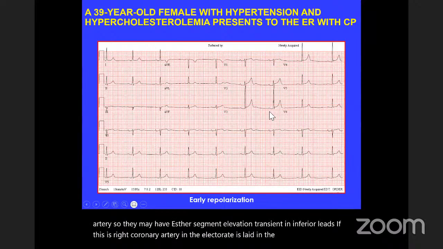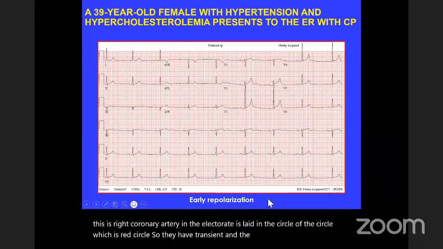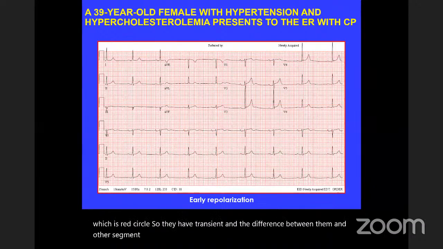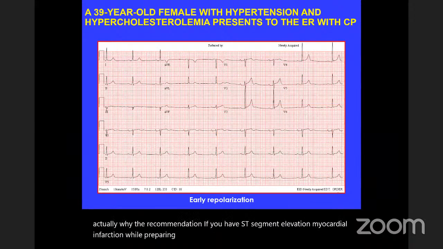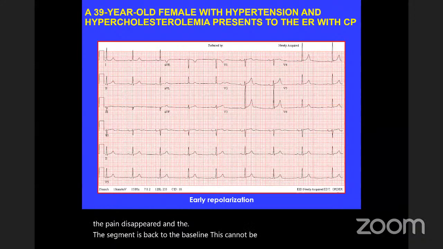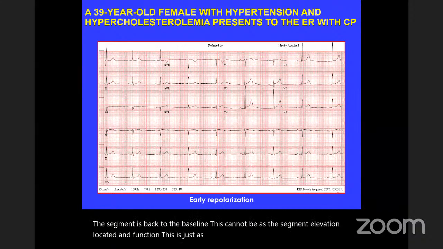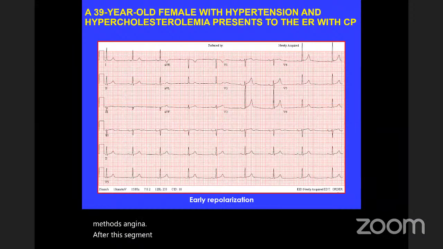So they have transient changes. The difference between them and other ST segment elevation is that the ST segment elevation is just transient. That's actually why the recommendation, if you have ST segment elevation myocardial infarction, while preparing everything, is to repeat the ECG in 5 minutes. If the pain disappeared and the ST segment is back to baseline, this cannot be ST segment elevation myocardial infarction. This is just a spasm of the artery, which is Prinzmetal's angina. If the ST segment persisted, it means this is ST segment elevation myocardial infarction. It's a good point.